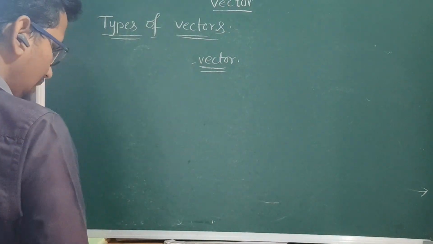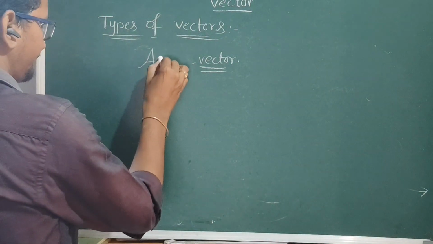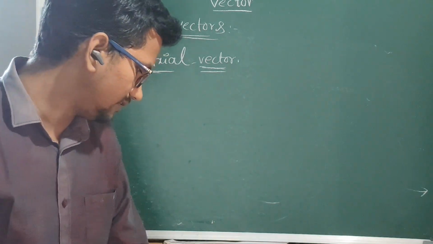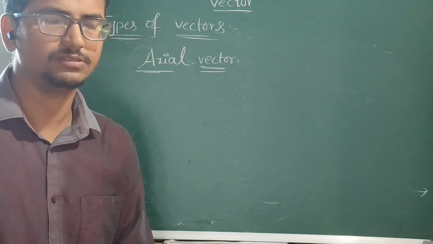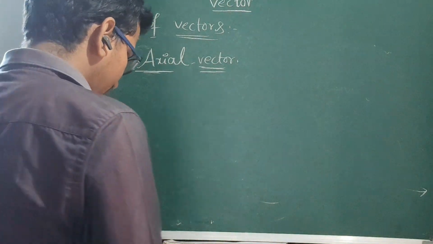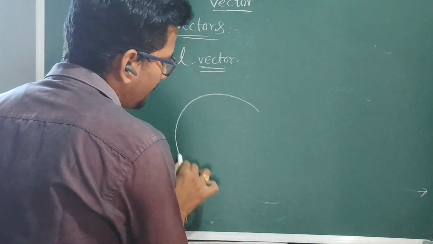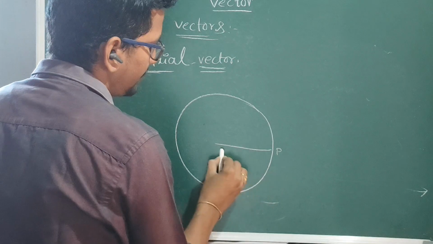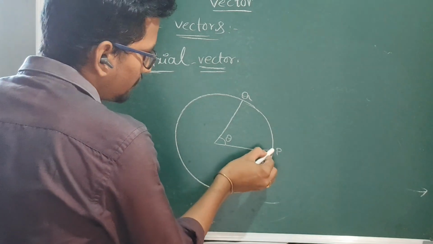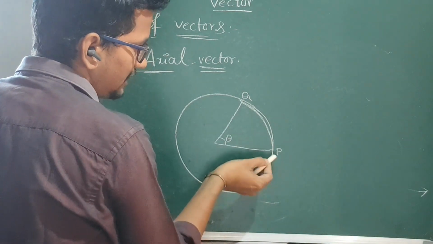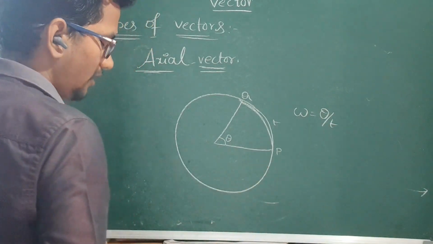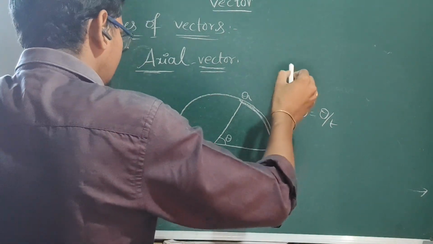Next one, axial vector. An axial vector is a vector whose direction changes when the coordinate system changes. For example, take angular velocity. If a particle moves along a circular path from P to Q, making an angle theta, that is called angular displacement. Angular displacement with respect to time is called angular velocity. Here the vector's direction changes with the change of coordinate system.